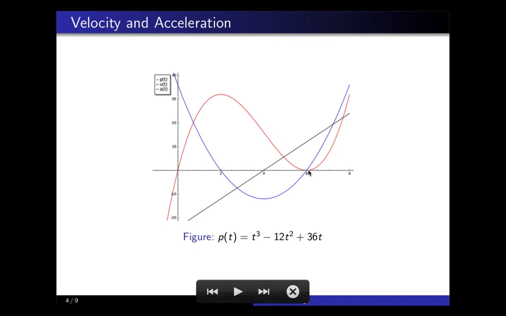Okay, so then once we hit time 6, the velocity is positive again, and the acceleration is still positive, and what we see is that the object increasingly is speeding up as time goes on past time 6.